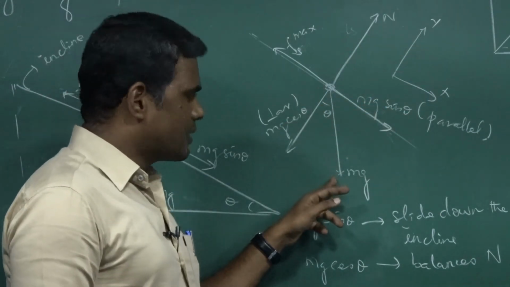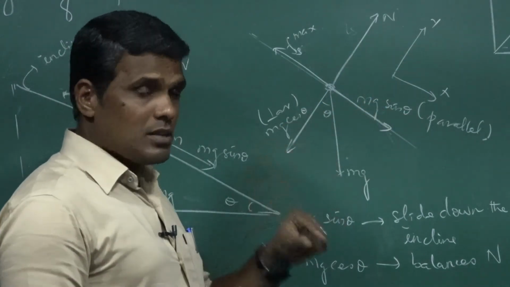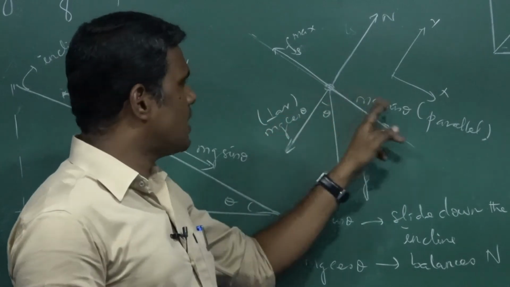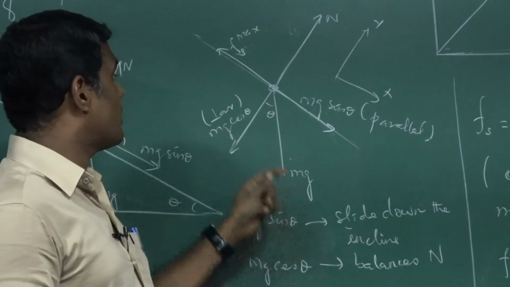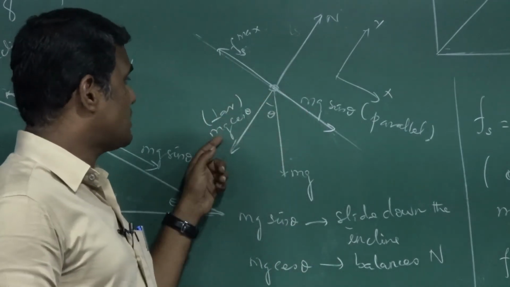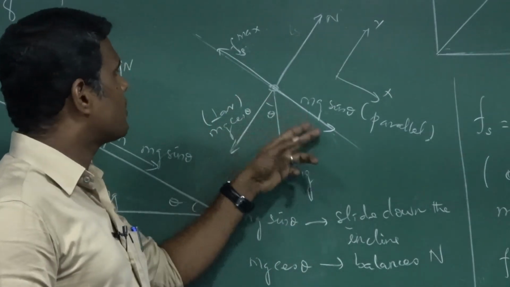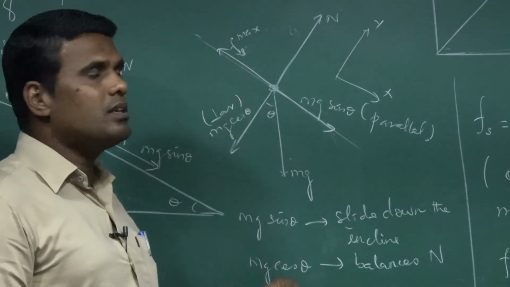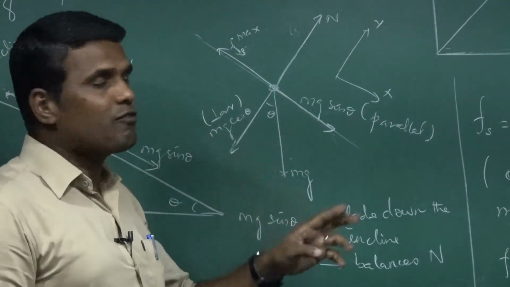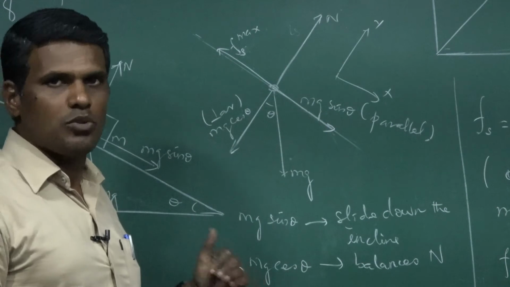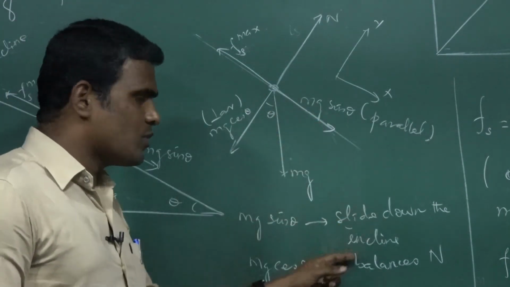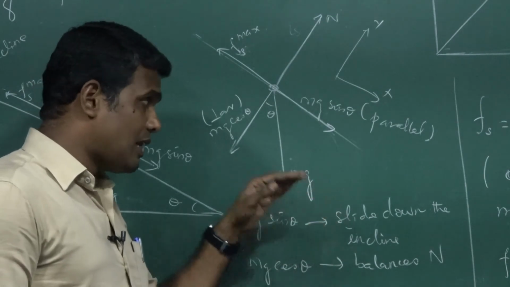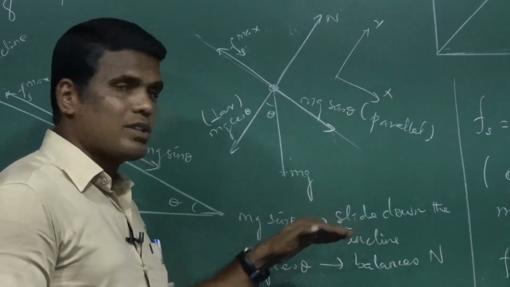Mg is the gravitational force, which is resolved into two components. One is mg cos theta and another one is mg sin theta. Mg sin theta is considered as the parallel component to the incline. Mg cos theta is considered to be the perpendicular component to the incline. Fs maximum is the maximum static frictional force acting on the object placed over the incline. So, what is the role of mg sin theta? It slides the object placed over the incline down the incline.